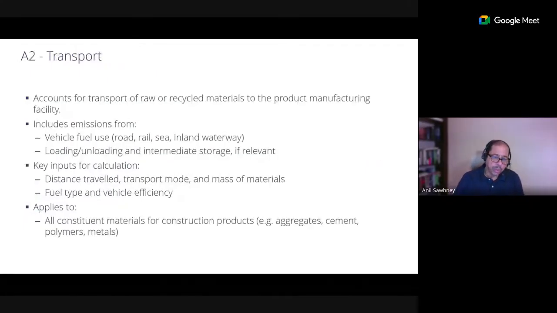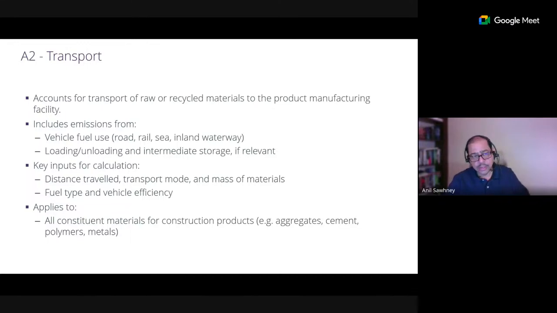The next sub-module within module A is for transport. This accounts for transport of raw materials and recycled materials to the product manufacturing facilities. So you've extracted some material that you need to use to create a construction product. The transport related emissions are all included in A2. This includes emissions from vehicles such as road, rail, sea, inland waterways, loading, unloading, and intermediate storage if needed.